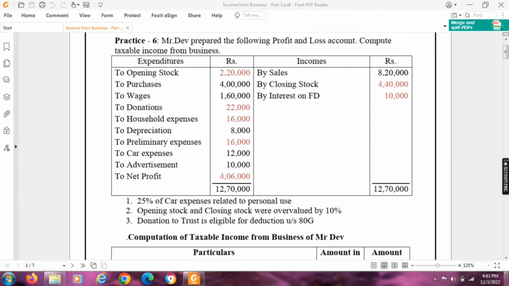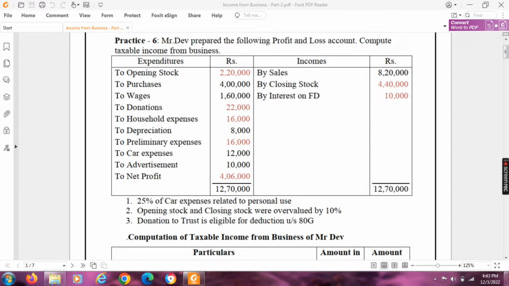In the credit side, sales, closing stock, and interest on FD were given. In the debit side, opening stock, purchases, wages, donation, household expenses, depreciation, preliminary expenses, core expenses, advertisement, and net profit were given. And three adjustments are given in the problem.